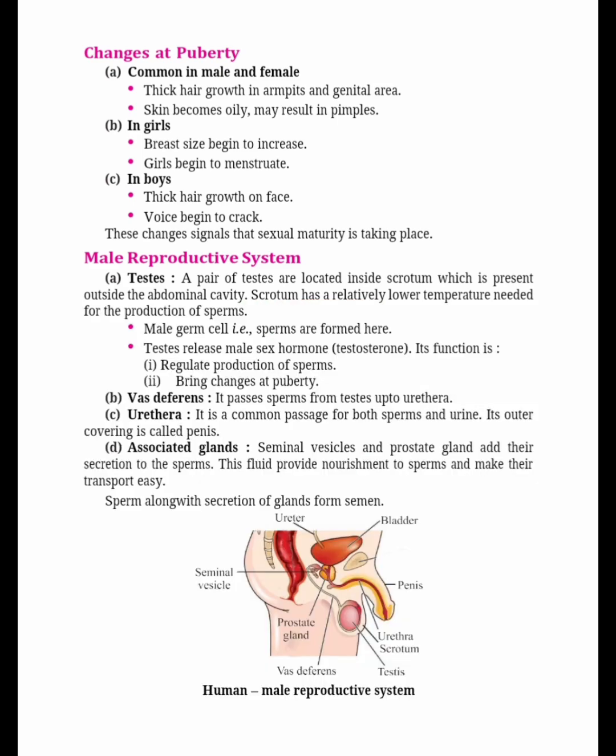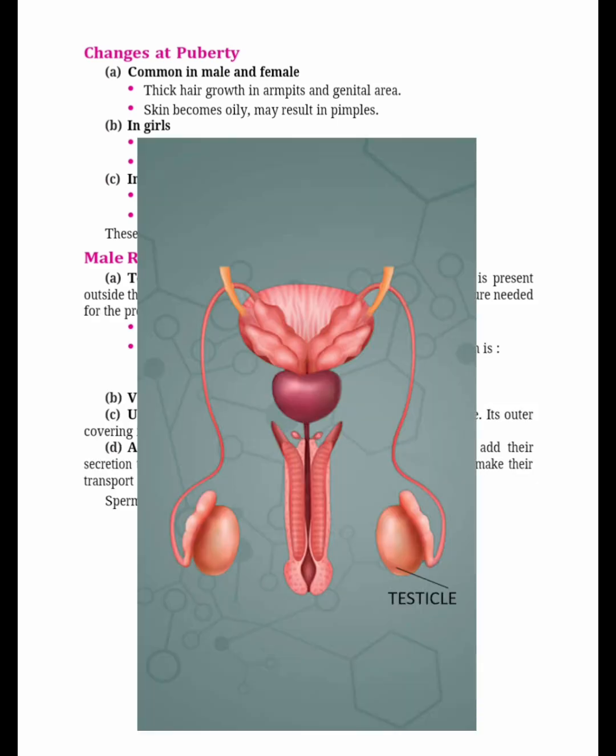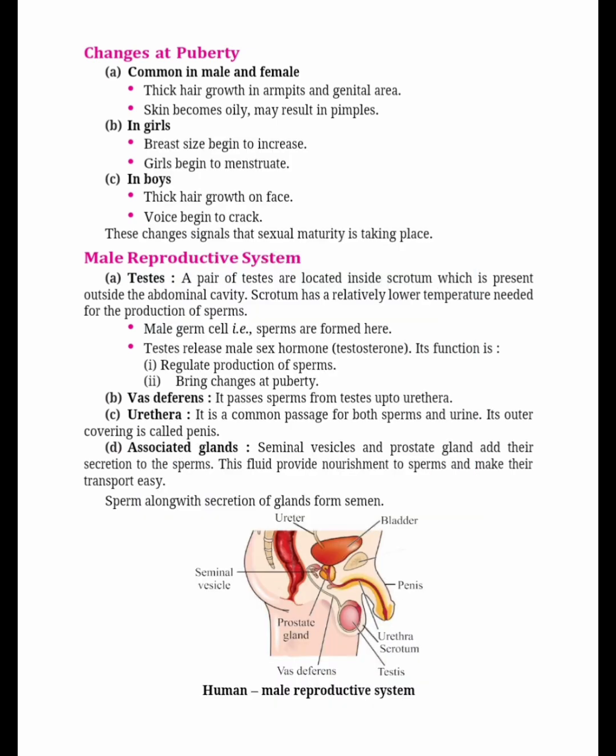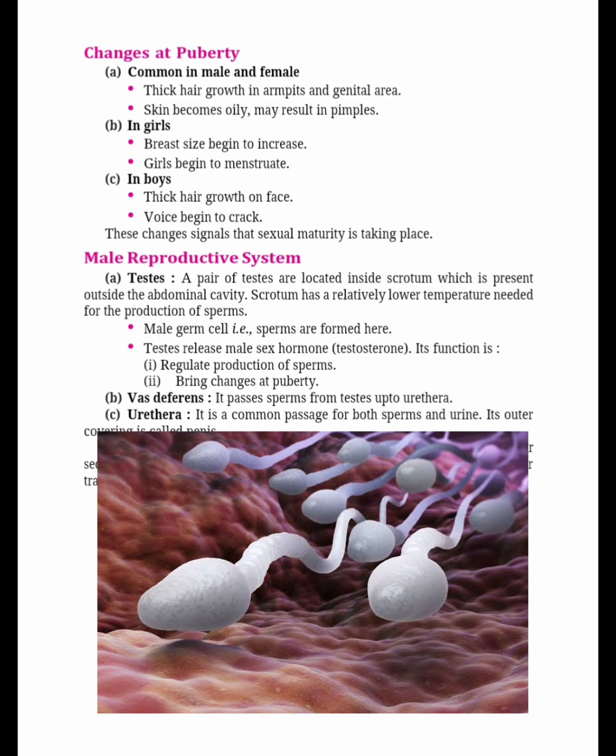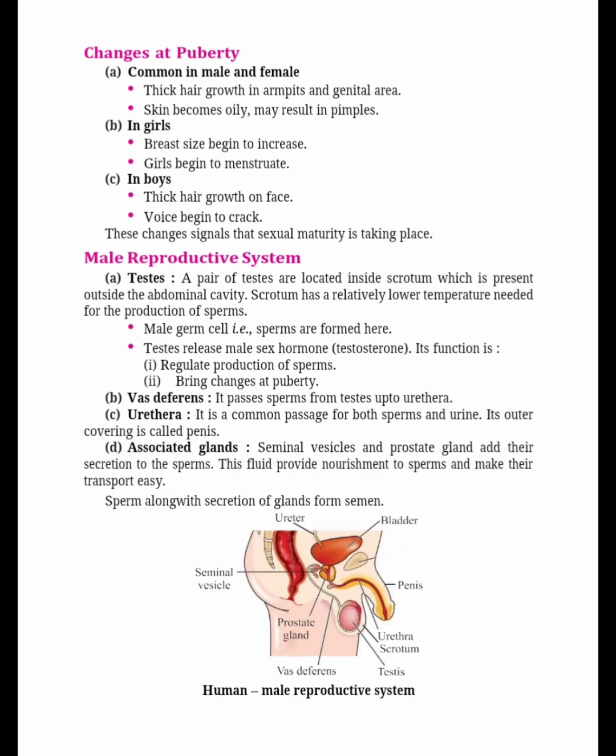First we will see about testes. A pair of testes are located inside the scrotum, which is present outside the abdominal cavity. So these testes are present outside the abdominal cavity. Why? Because the scrotum has a relatively lower temperature needed for the production of sperms. Our body temperature is 37 degrees Celsius. So production of sperms will not take place at this high temperature. The sperms will die. For this reason, testes are inside the scrotum but outside the abdominal cavity.